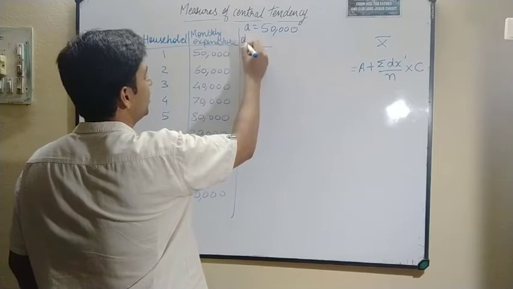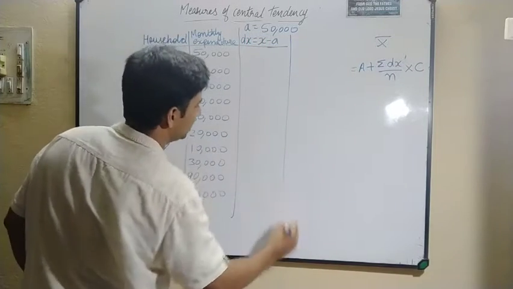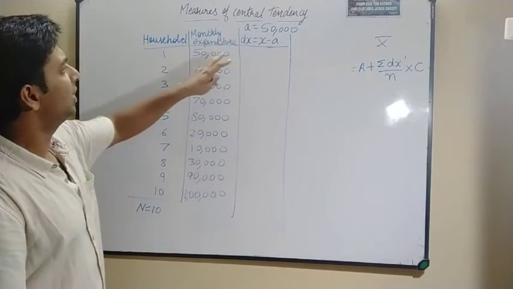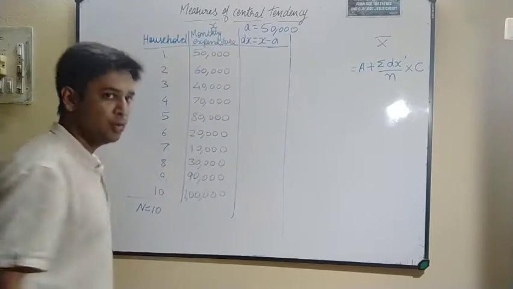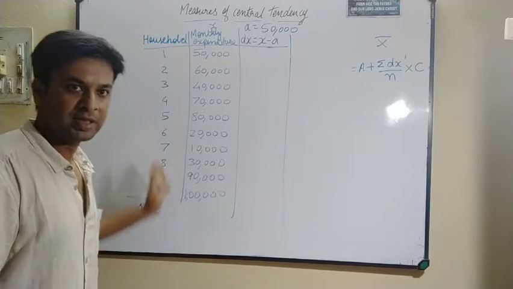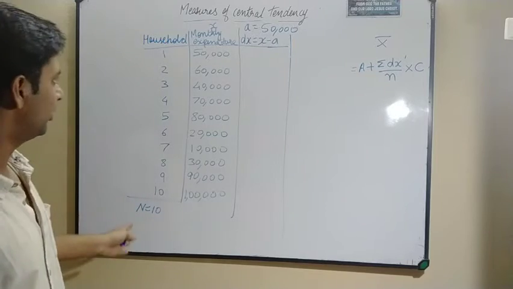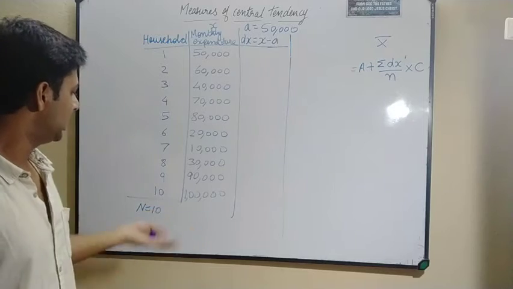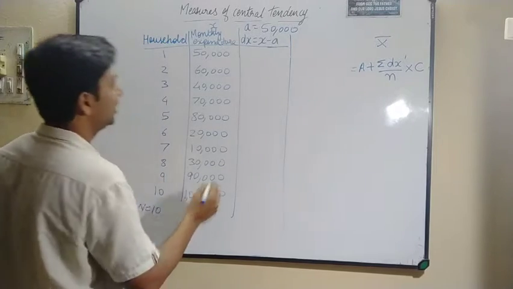Now what you have to do here is find dx, just like we were doing in the assumed mean method. This is the thing we are going to find out over here. Now 50,000 we have selected, so x minus a. Remember this is a simple individual series, because just like the previous one where we had pocket allowances, here we are having number of households. 10 households were there, and their monthly expenditure is given to us. What we are going to do here is find out this average, simple. Now how to proceed here?